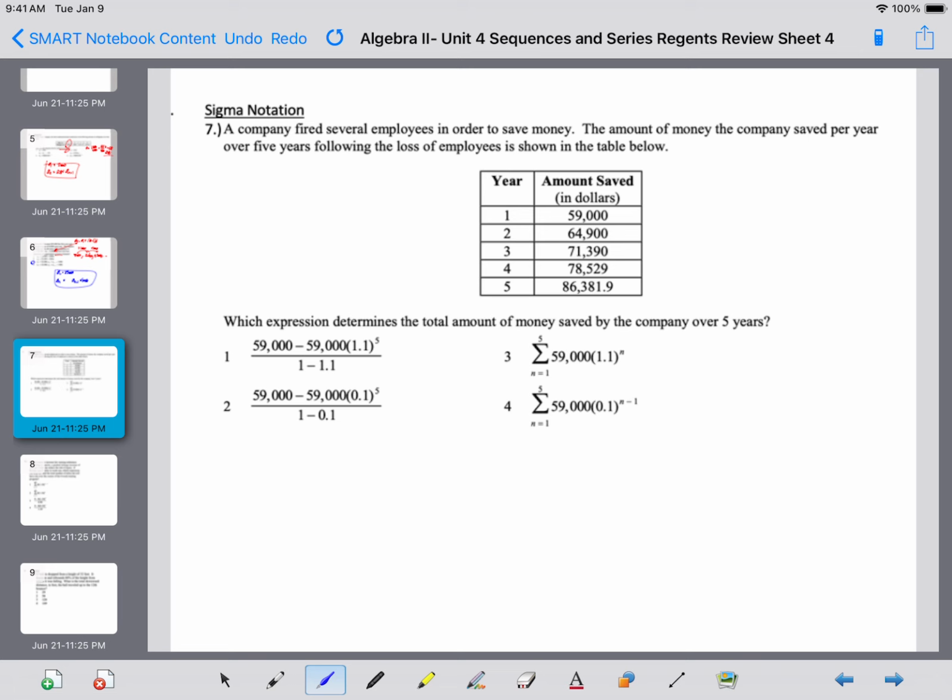The amount of money the company saved over 5 years following the loss of employees is shown in the table below, which determines the total amount saved. Just from looking at this, I could see that this is going to be geometric. This is your geometric series formula, right? So let's just make sure it's geometric. R equals a term divided by the previous.